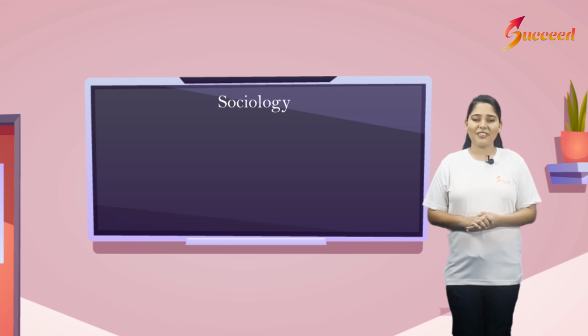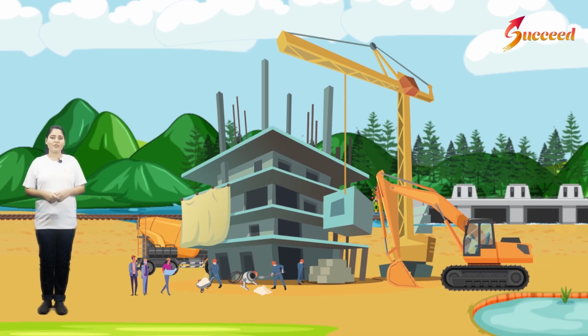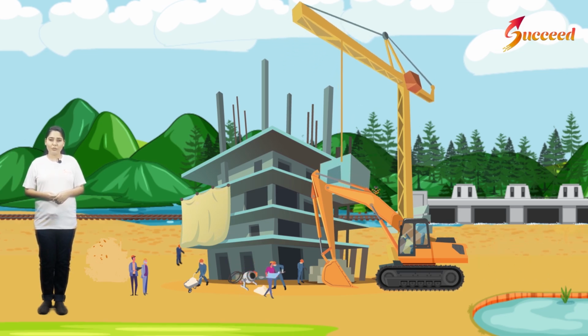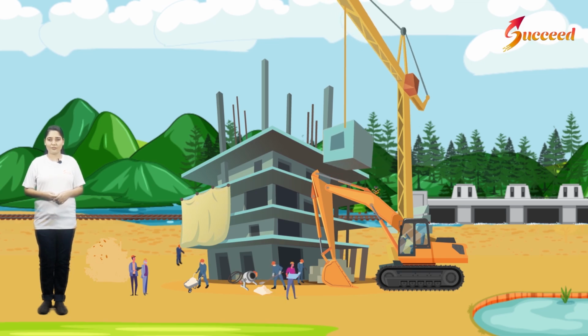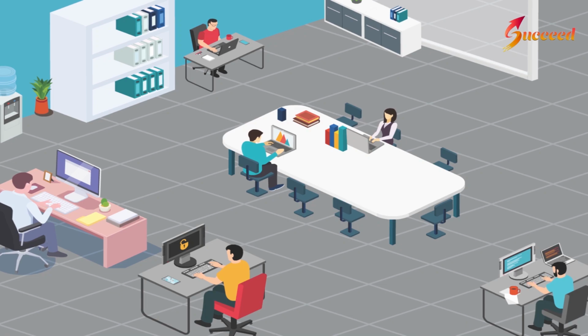Okay, so now the next concept is labor in organized and unorganized sector. Ramu is working as a laborer on a construction site. His contractor is not paying him a fixed salary. Sometimes he's paying him more and sometimes very less. Ramu is very much worried about this situation, and at the same time, Raju is working in a company. He is getting a fixed salary and many other facilities.